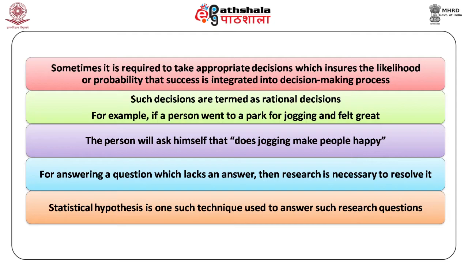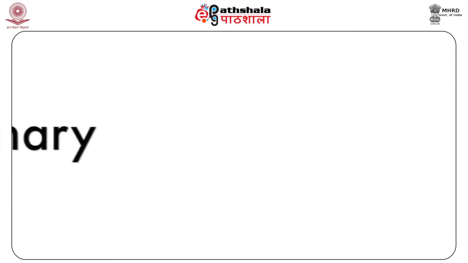Sometimes it is required to take appropriate decisions which ensure that the likelihood or probability of success is integrated into the decision-making process. Such decisions are termed rational decisions. For example, if a person went to a park for jogging and felt great, naturally the person will ask himself, does jogging make people happy? For answering a question which lacks an answer, research is necessary to resolve it. Statistical hypothesis is one such technique used to answer such research questions.